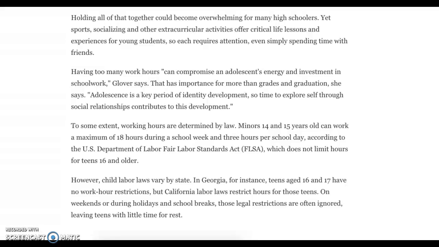Yet sports, socializing, and other extracurricular activities offer critical life lessons and experiences for young students, so each requires attention, even simply spending time with friends. Having too many work hours can compromise an adolescent's energy and investment in schoolwork, Glover says. That has an importance for more than grades and graduation, she says. Adolescence is a key period in identity development, so time to explore self through social relationships contributes to this development.